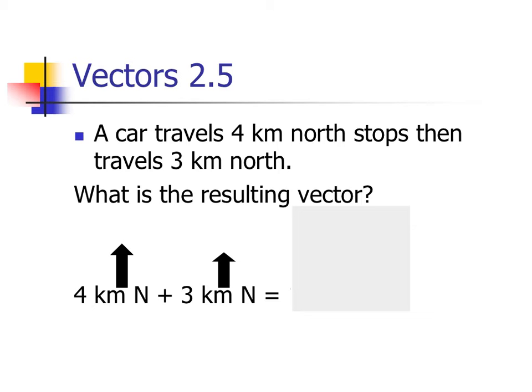So, a car travels 4 kilometers north, stops, and then travels 3 more kilometers north. Are those arrows pointing in the same direction? Yes. Because they're pointing in the same direction, we can just basically add them together. Oh, I think I can do that.